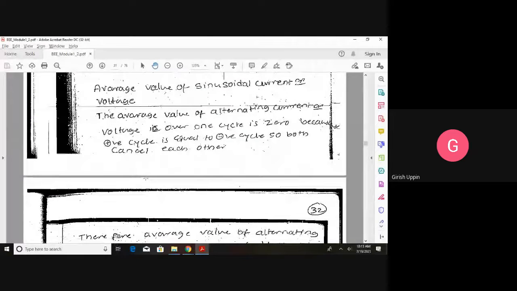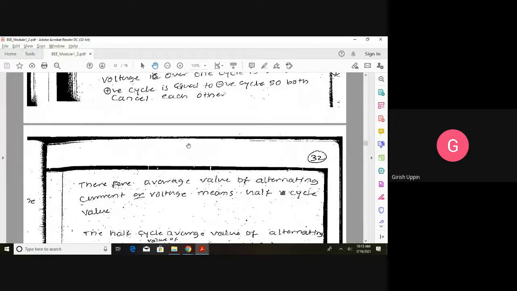Next, the average value of a sinusoidal current or voltage. This is what they are going to ask in the exam, repeatedly asked. This derivation is very, very important. We know that a sinusoidal voltage or current is a symmetrical waveform, so we are going to consider only the half cycle average. If you take the full cycle average, we are going to get 0.